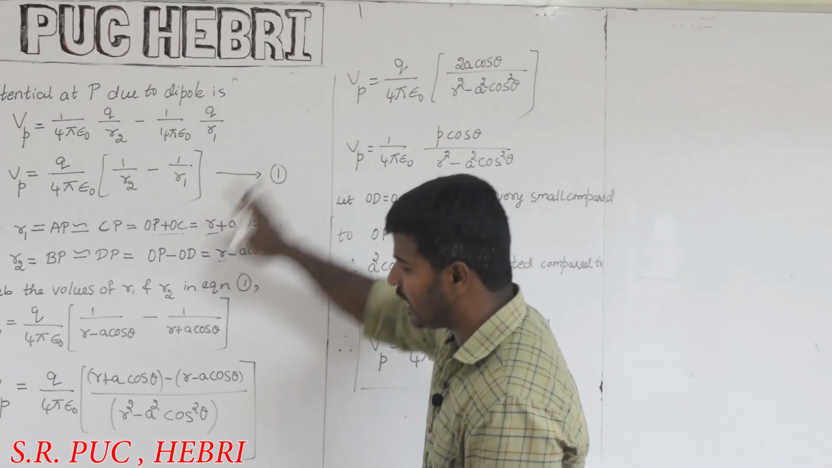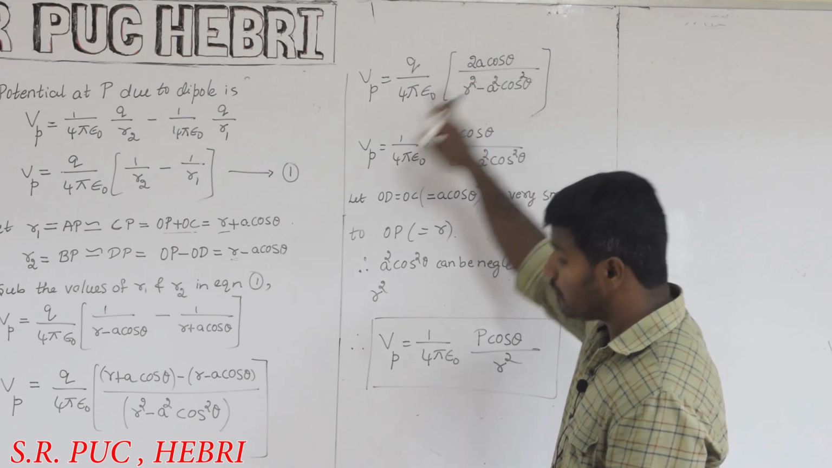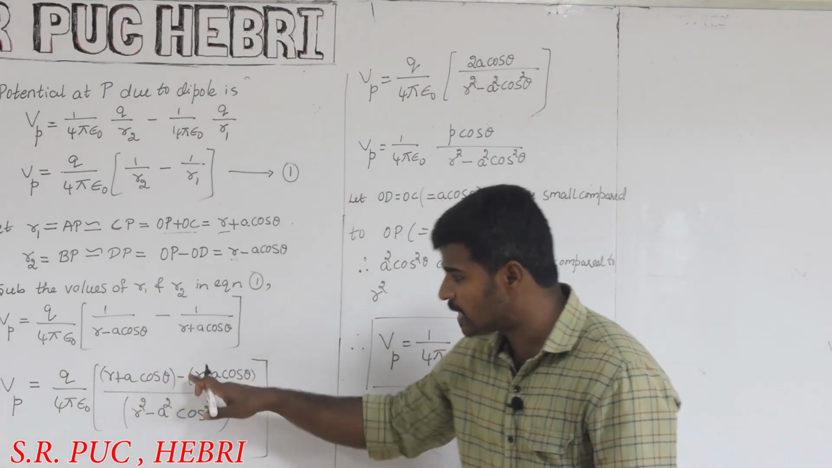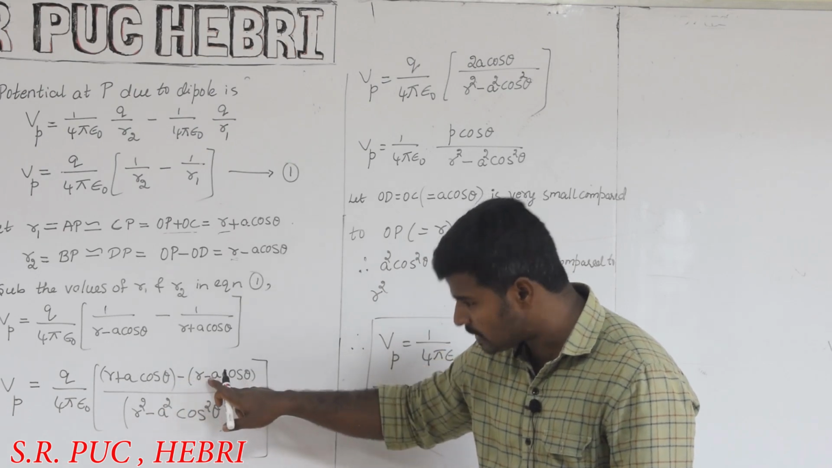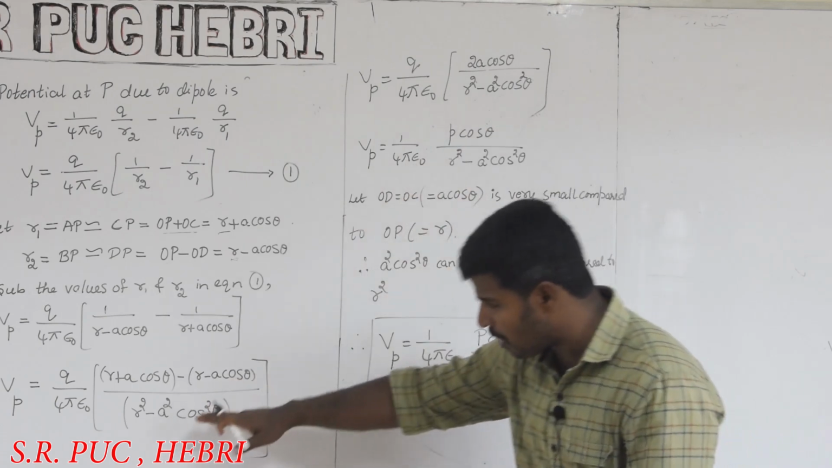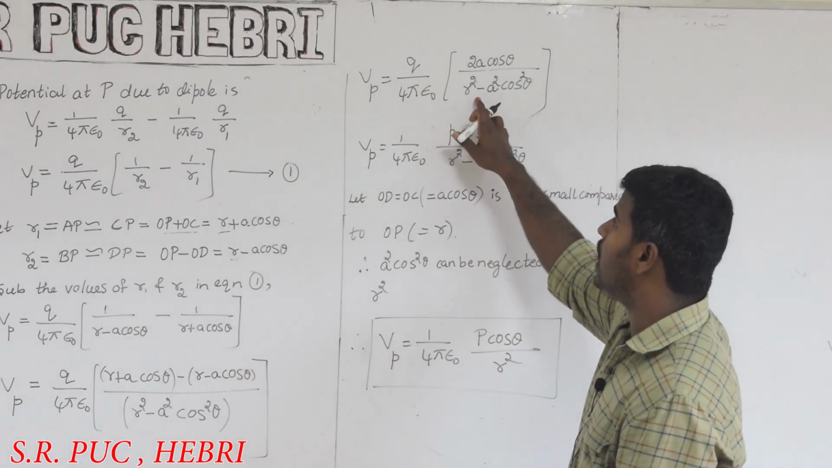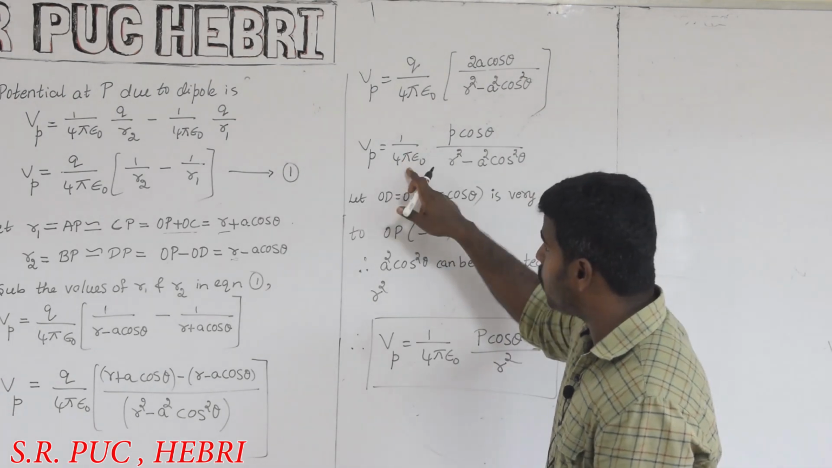Therefore, Vp is equal to again the term Q divided by 4 pi epsilon naught is common. In the numerator part, plus R as well as the minus R get cancelled out. A cos theta minus of minus will be plus A cos theta, therefore that will be 2A cos theta divided by the denominator part, which will be the same, R square minus A square cos square theta. In the next step, 1 by 4 pi epsilon naught.